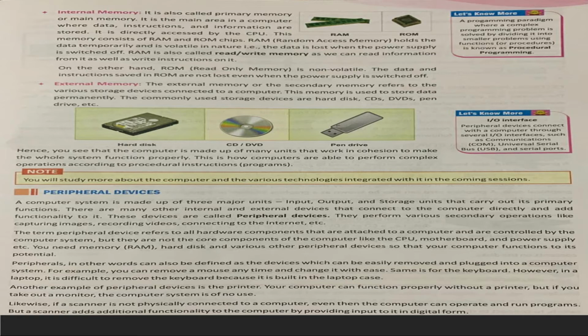The term peripheral devices refers to all hardware components that are attached to a computer and are controlled by the computer system, but they are not the core components of the computer like the CPU, motherboard and power supply unit, memory, hard disk, so that the computer functions to its potential. Peripherals, in other words, can also be defined as the devices that can be easily removed and plugged into a computer system. But the CPU is not a peripheral device.